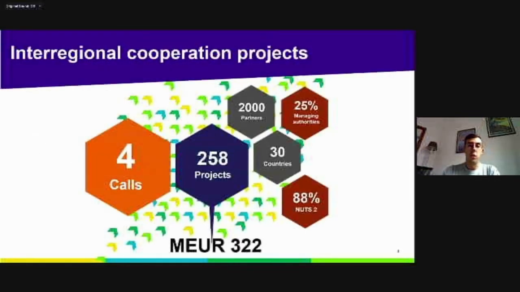So the program finances two types of activities. The projects are really the main part of the financing of the program, as you know. We had four successful calls with more than 250 projects, which was not expected at the beginning. So in terms of human resources, it was not always easy to manage so many projects, but in the end, it was feasible. We're happy that more and more projects are actually delivering results. And this is also why I'm with you today.